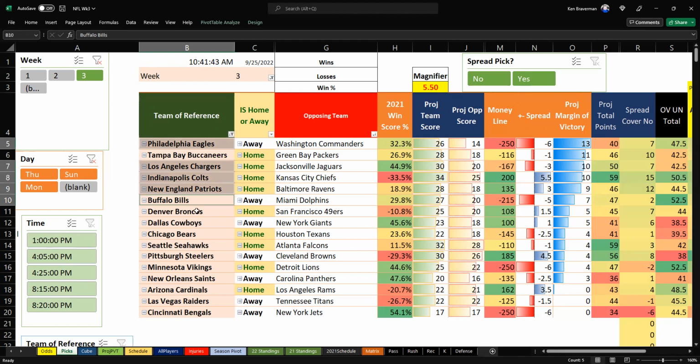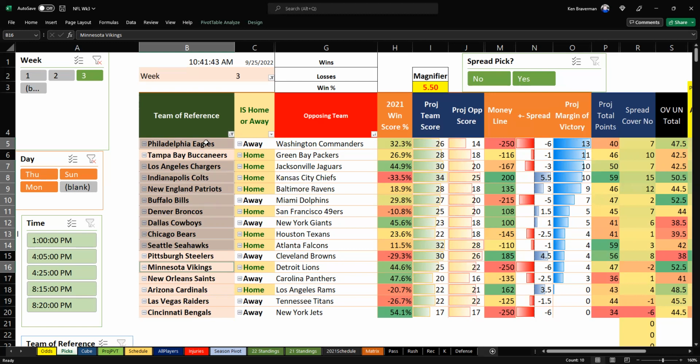The Bills are still here. Denver was still here. Dallas was still here. Chicago was still here. Seattle was still here. Minnesota moved up. The Saints flipped. Arizona flipped. Vegas Raiders flipped, and Bengals were still way down here. So it's these ones that actually were consistent in both simulations. That right there is 10 games.